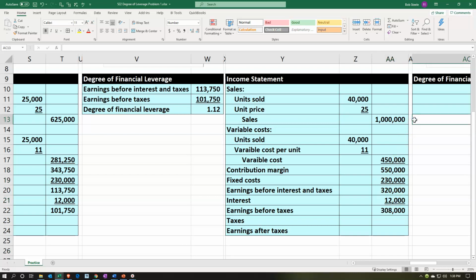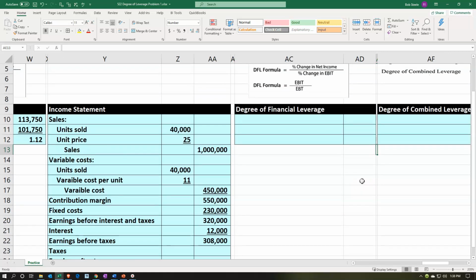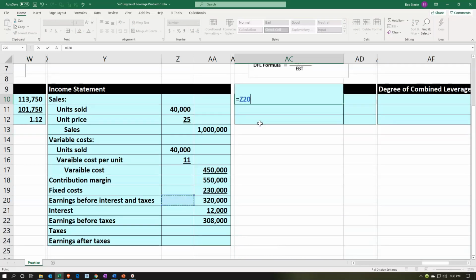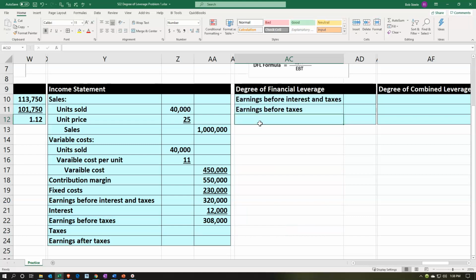So after having done that, now let's calculate our degree of financial leverage after having made this change. Same kind of formula. I can actually copy the formula. It's the earnings before interest and taxes divided by earnings before taxes. The difference between those two numbers is the interest. This is going to be the degree of financial leverage.